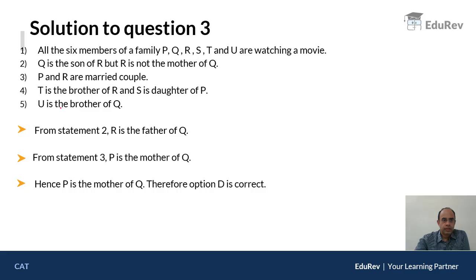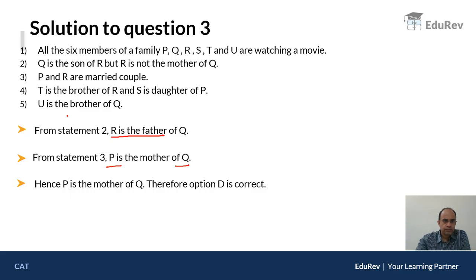Fine. Now I have written down the six statements that are given to you. From statement 2, Q is the son of R, but R is not the mother. What does it mean? R is the father of Q. P and R are married couple. That means P is the mother of Q. Fine. Because P and R is the father, so therefore P has to be the mother.